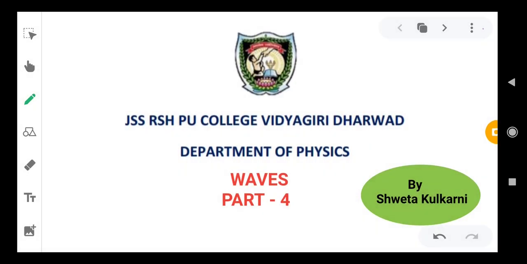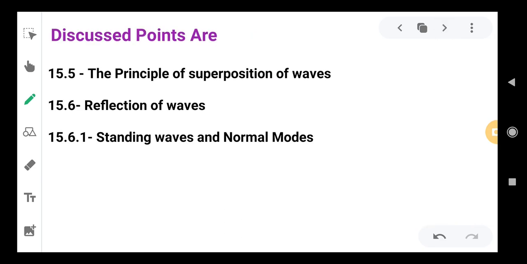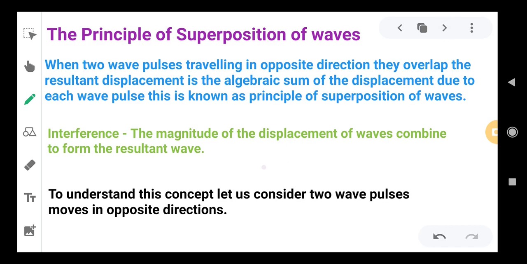Now, in this session, we discuss the principle of superposition of waves and reflection of waves, next standing waves and normal modes. First, we go through the first point, principle of superposition of the wave. According to this, the statement says, when two wave pulses travel in opposite direction, they overlap. The resultant displacement is the algebraic sum of the displacement due to each wave pulse. This is known as principle of superposition of the wave.